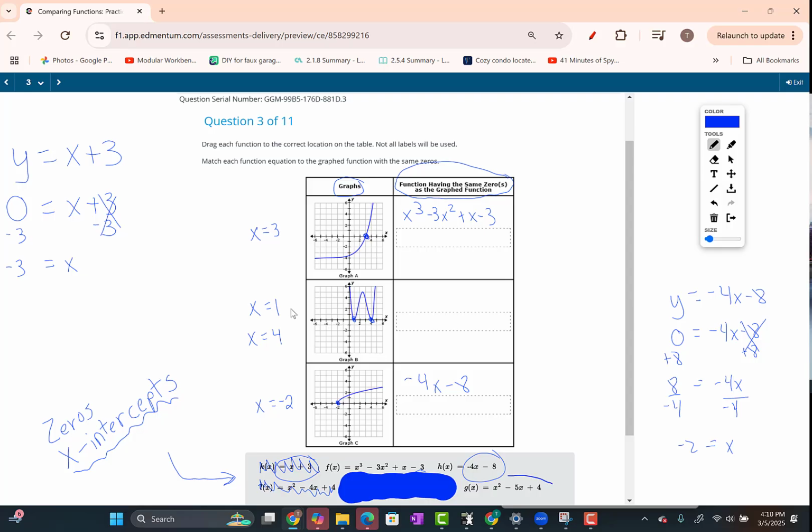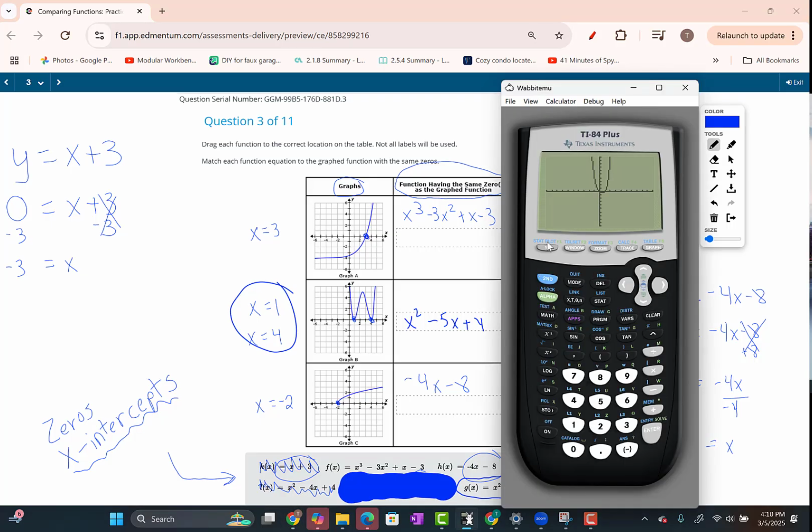This last one I'm guessing is going to cross at 1 and 4. I'm going to go and write it in, I'm that confident. But let's just verify that it does indeed have x-intercepts of 1 and 4. Clear that out. X squared minus 5x plus 4. And yes, we can see it crosses at positive 1 and positive 4.